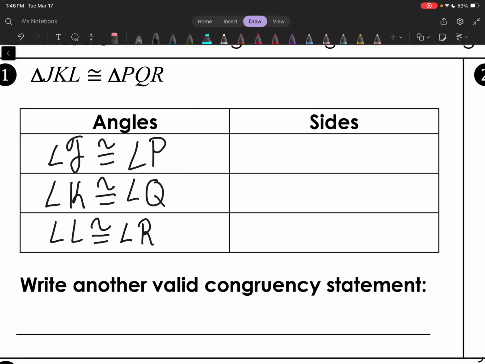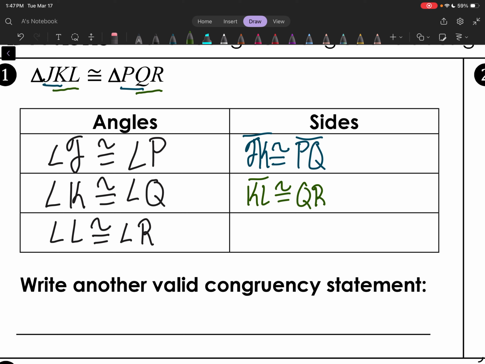For sides, JK is going to be congruent to PQ. KL and QR. And lastly, LJ and RP.